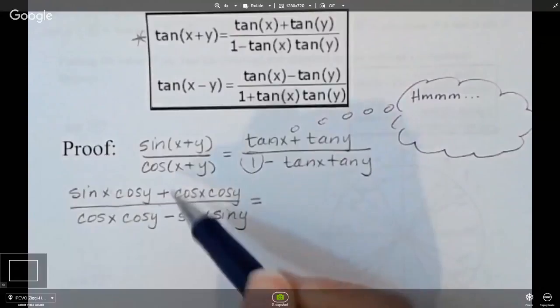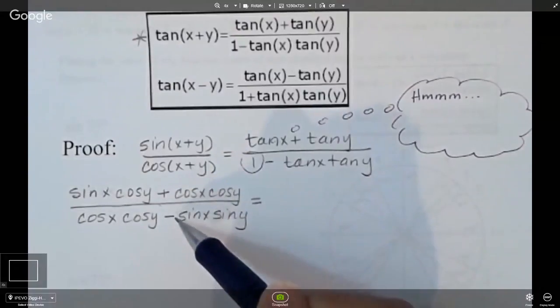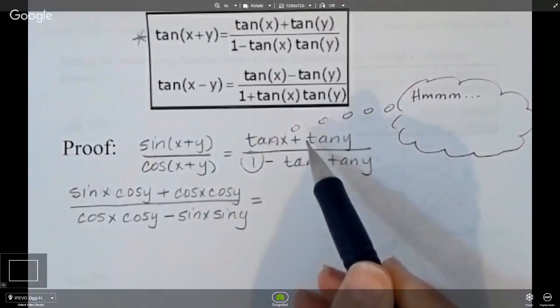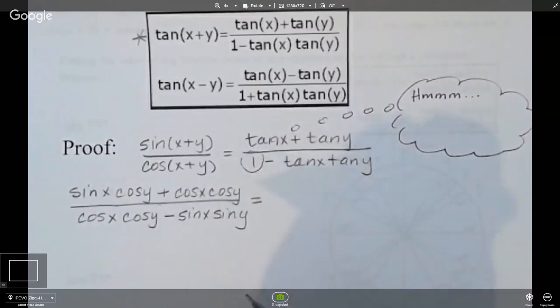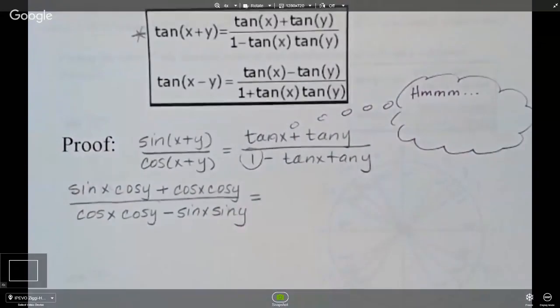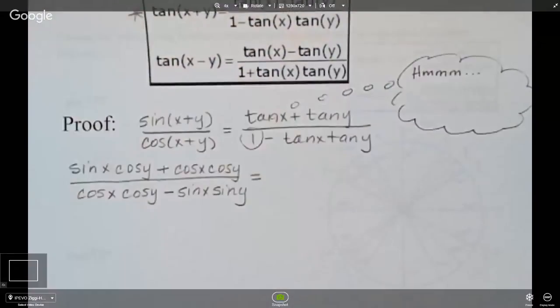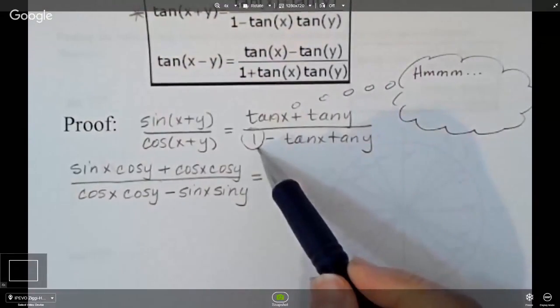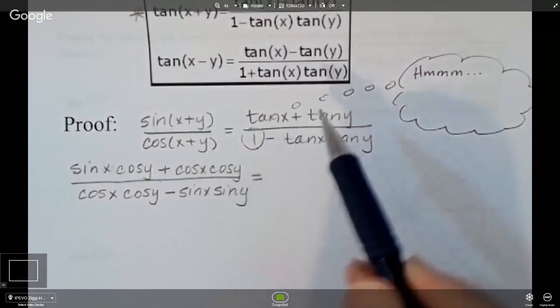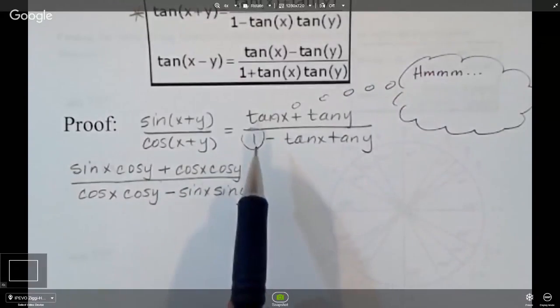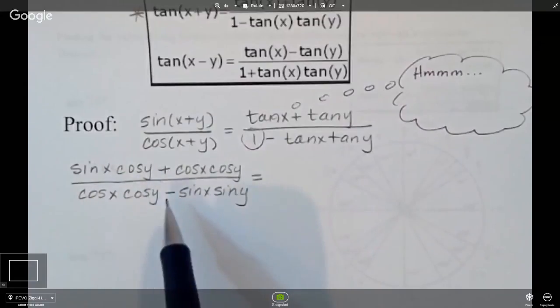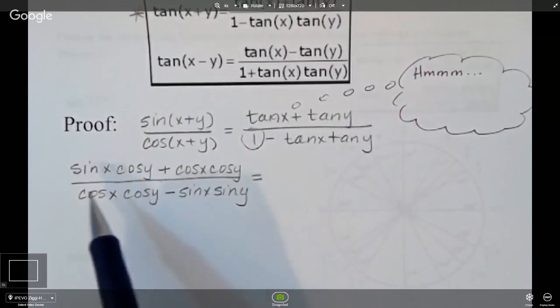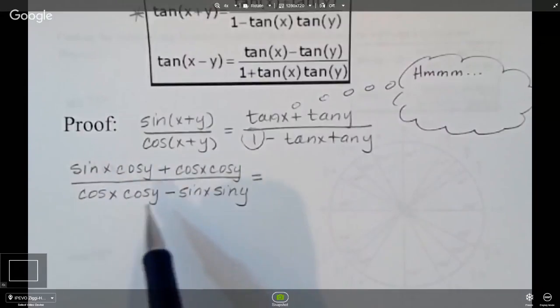Now, I'm really happy to see the plus on top and the minus on the bottom here, because on my right side, I know I have to have a plus in the numerator and a minus in the denominator. And now I'm thinking, I got to get a 1 down here. And this term that is sitting in the 1 spot here is the cosine x, cosine y. So I'm thinking to myself, what can I do to this to make it equal 1?